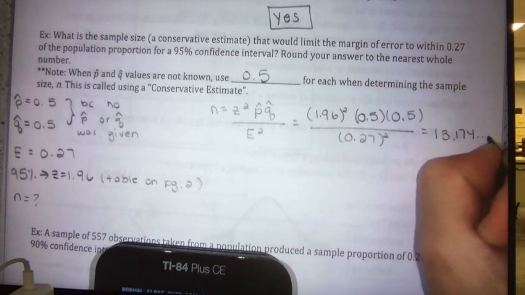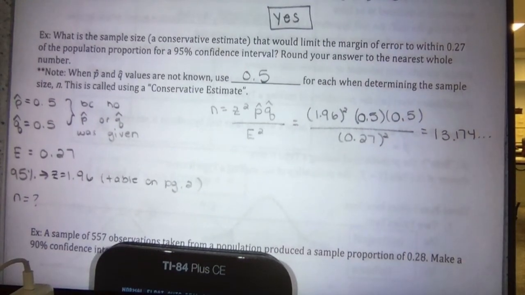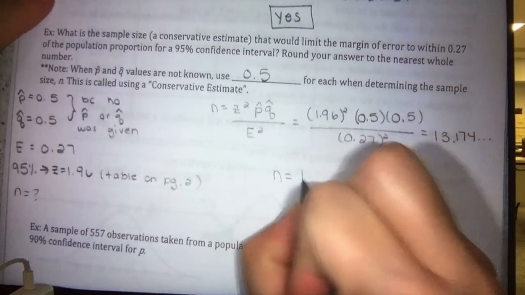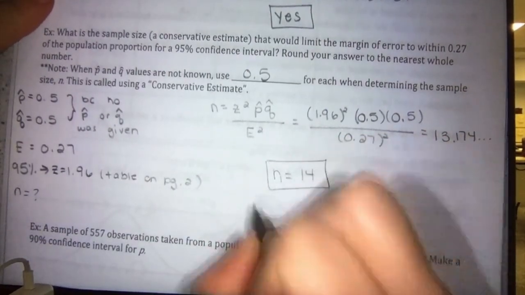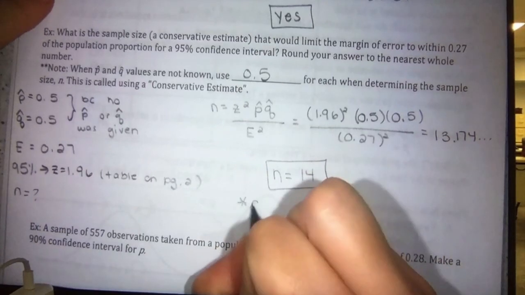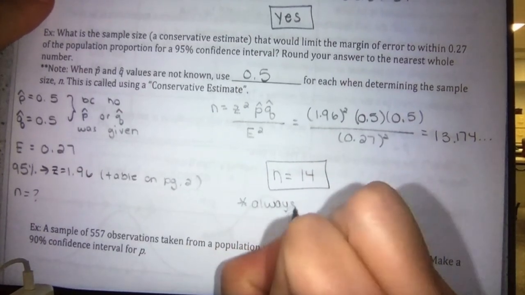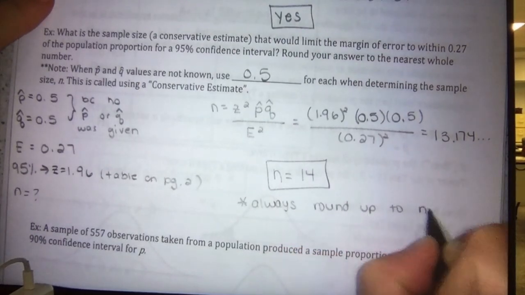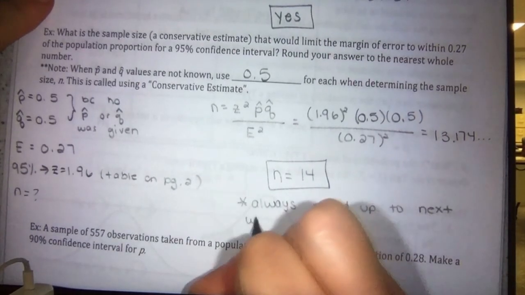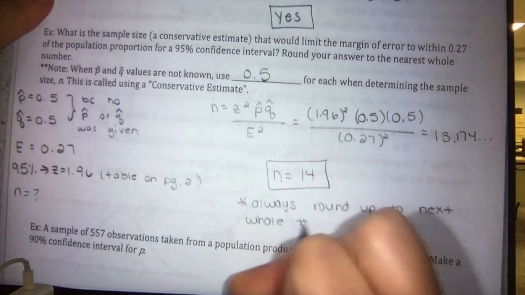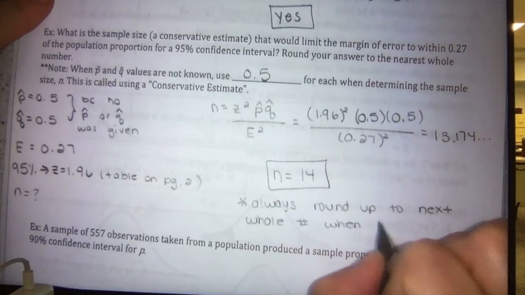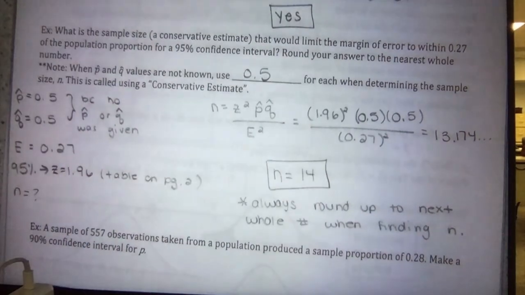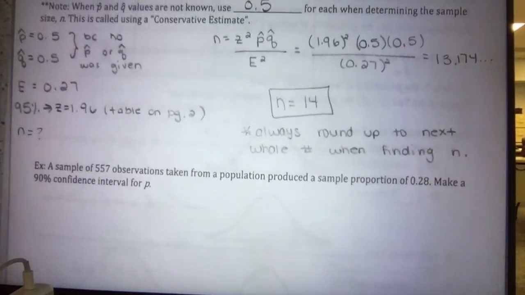We get 13.174, blah, blah, blah. Remember, we're talking about n, we always round up. So even though it's 13.1, we know that n is 14. Again, we're going to always round up to our next whole number when finding n. It's only when finding n, and every time that we find n, that we round up like that.